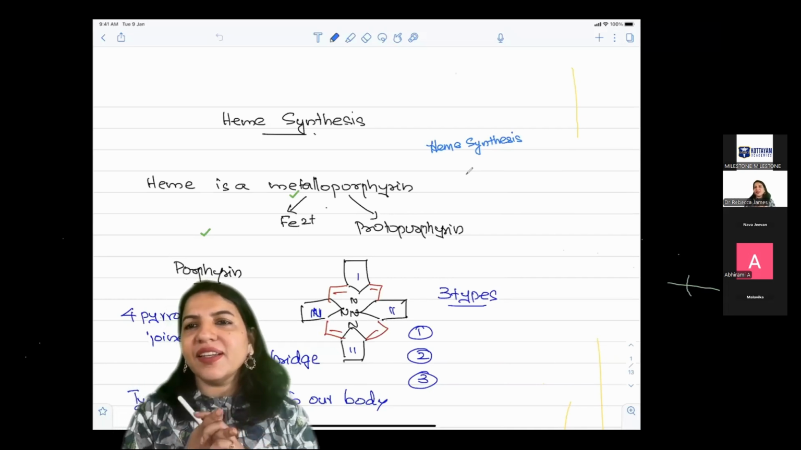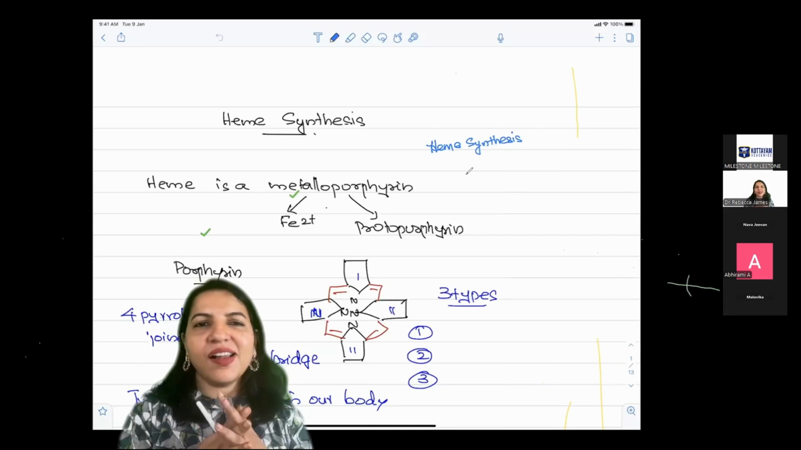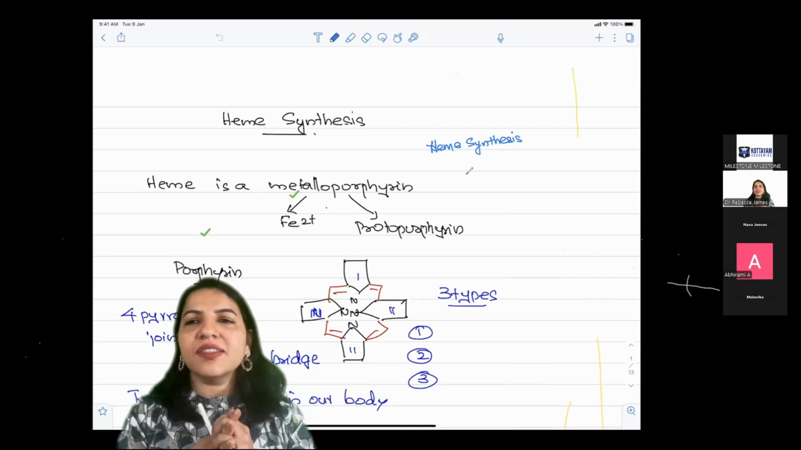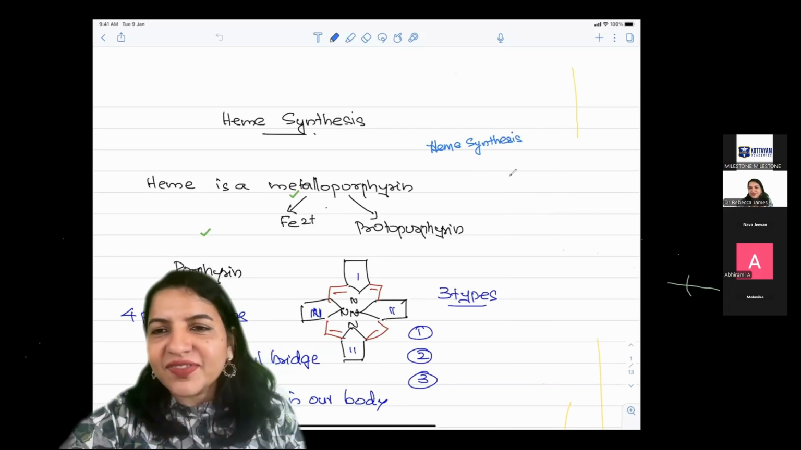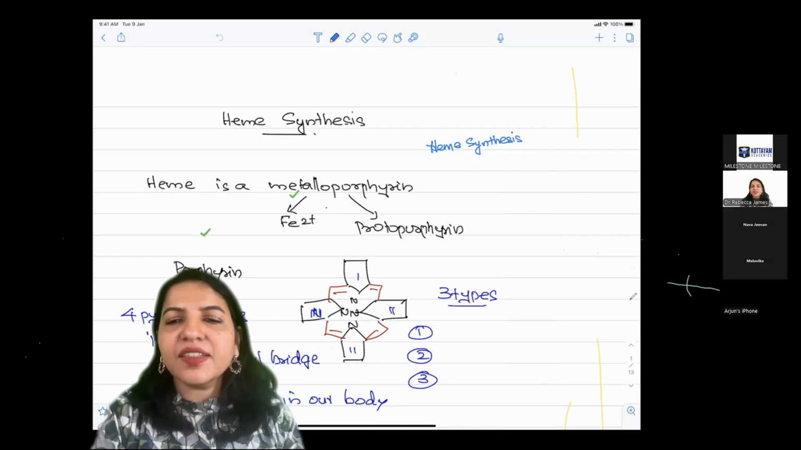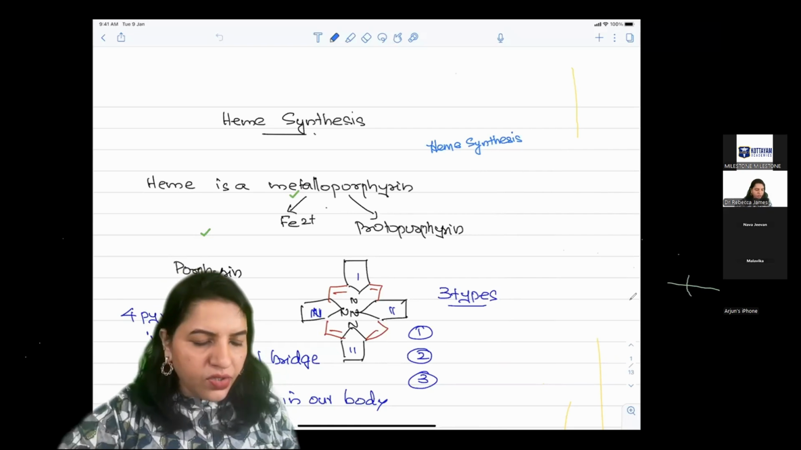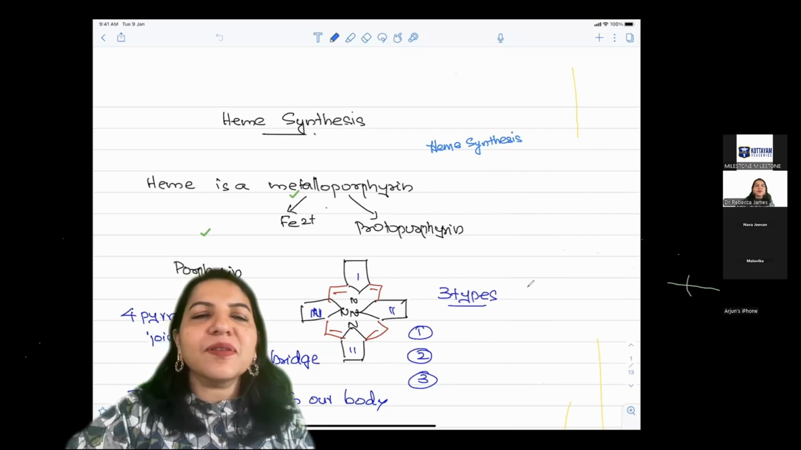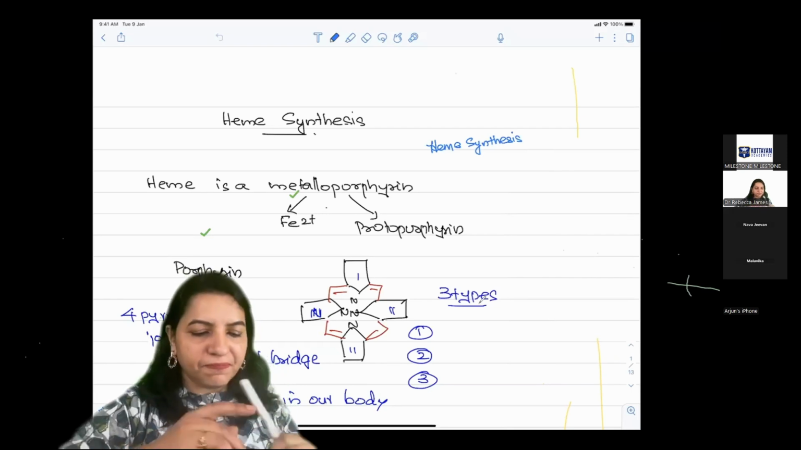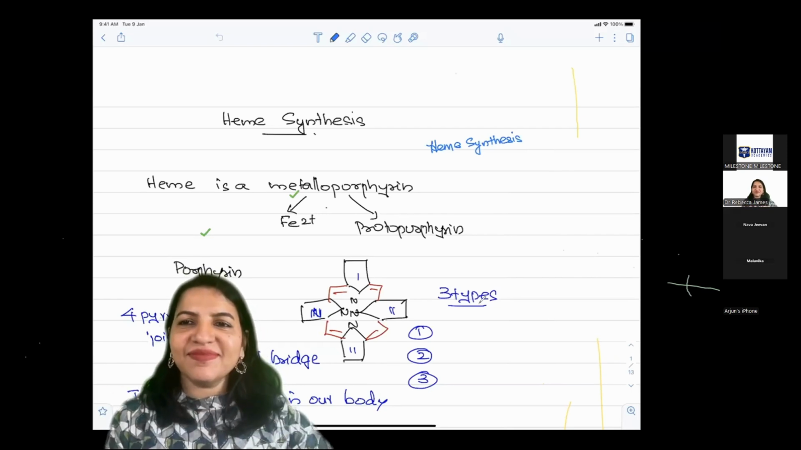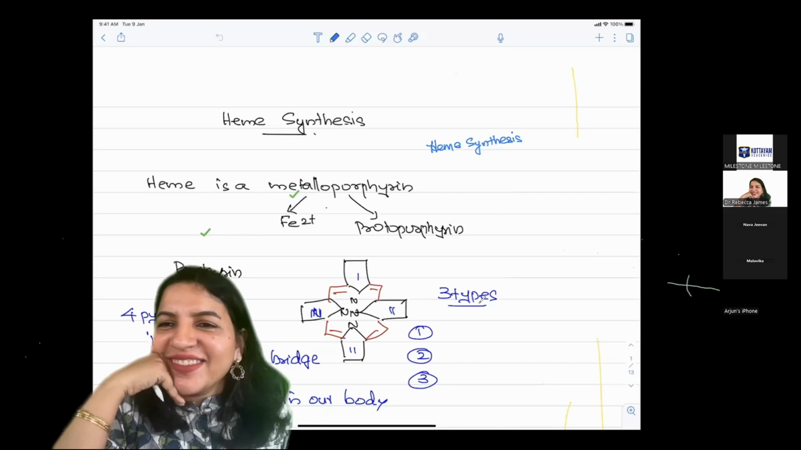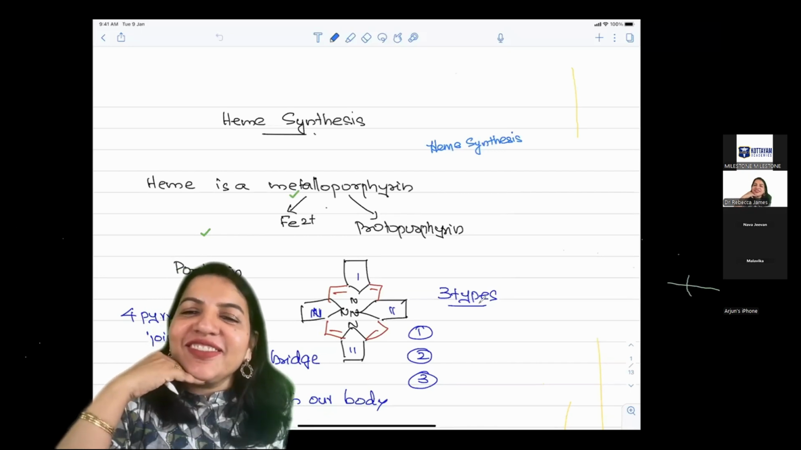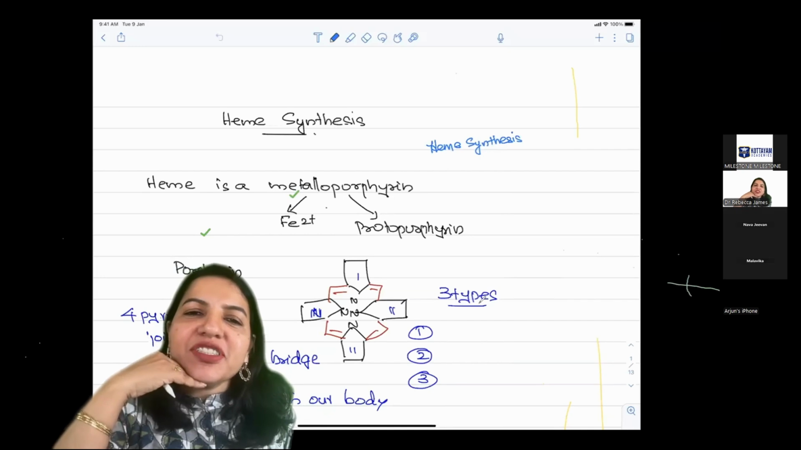Ajmal. Ajmal vanished. Arjun, can you tell me what is a metal in heme? Hi. What happened to you? All very silent. I'm asking you some question.